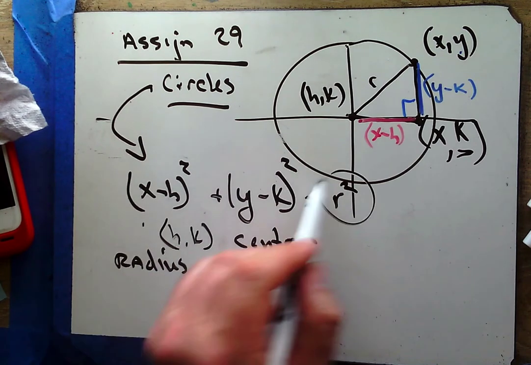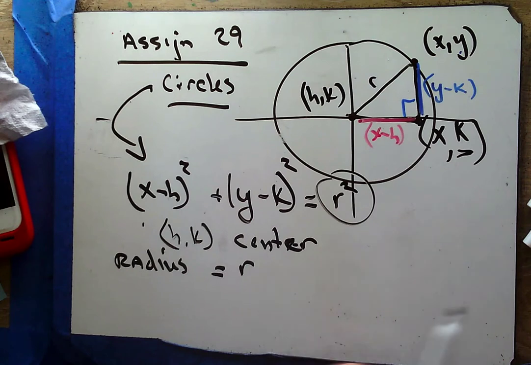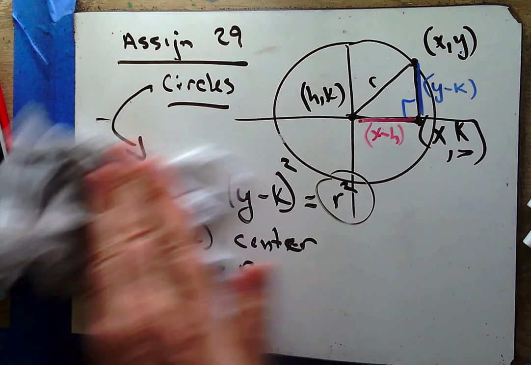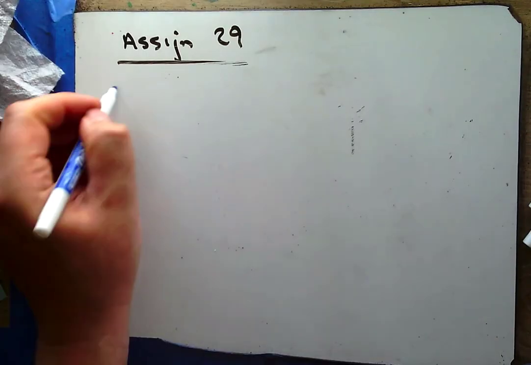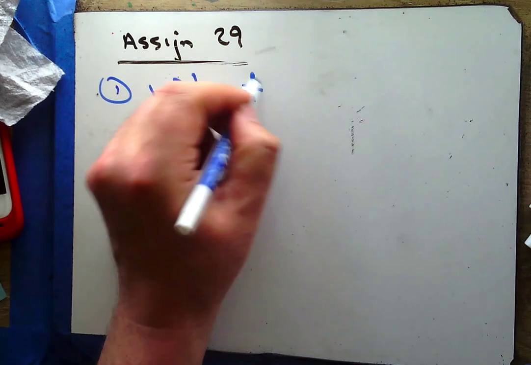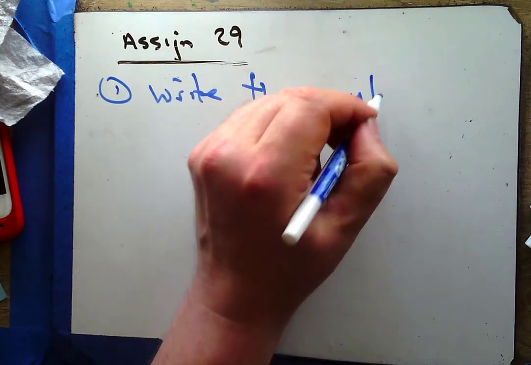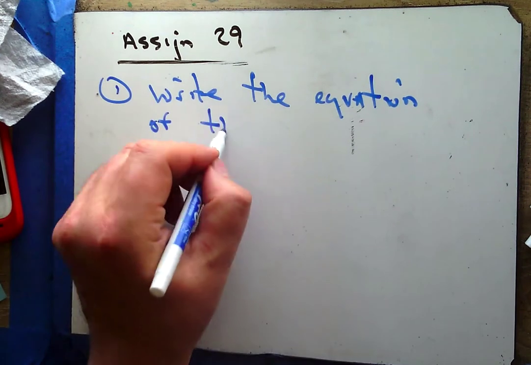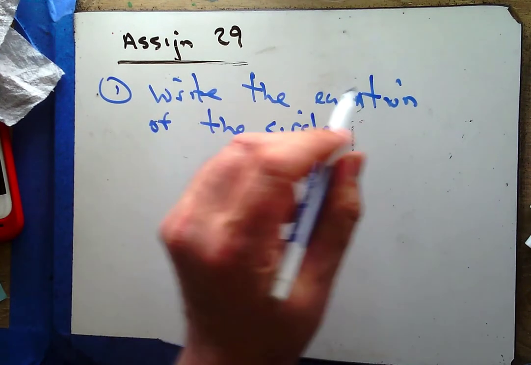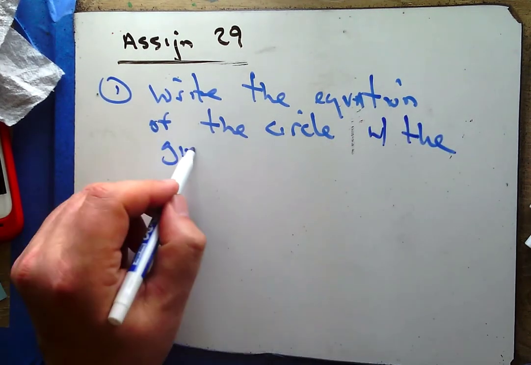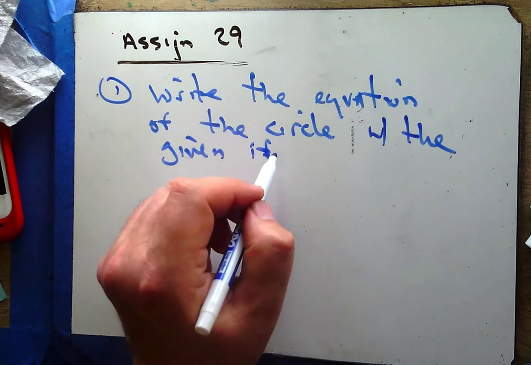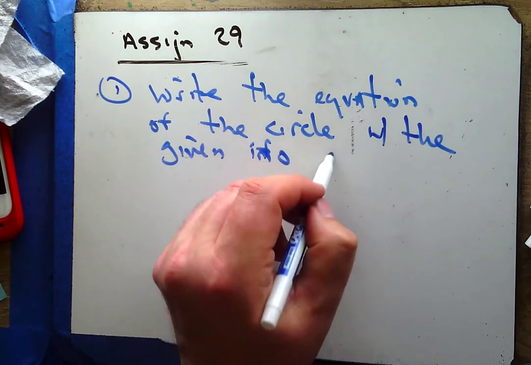Now notice that this number here is r squared. So the radius isn't this number. This is radius squared over here. All right, so what are we going to do? Well, I'd like you to be able to, one, write the equation of the circle with the given information and graph it.